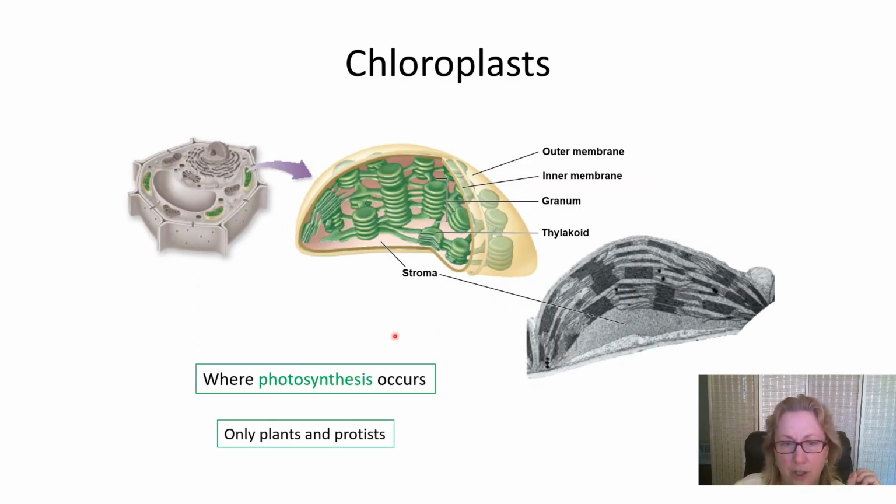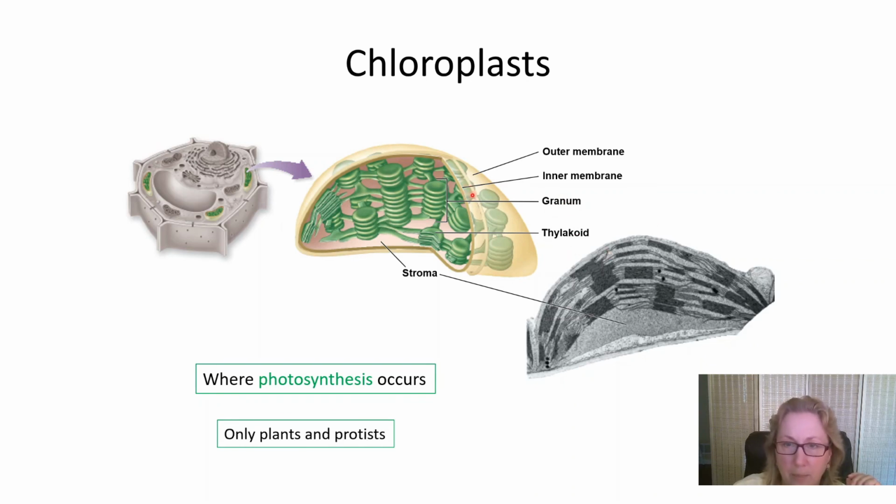Chloroplasts are another structure that has multiple membranes. The inner membranes, which are colored green, are the site where photosynthesis occurs, or at least the photoreactions. That's where chlorophyll is, the green molecule that makes plants green. And that's where it's found, in these inner membranes. These small little pancake-like membranes are called thylakoids. Don't worry about the word granum, but thylakoid is an important word for you to know.